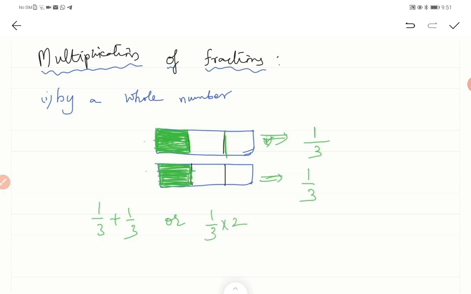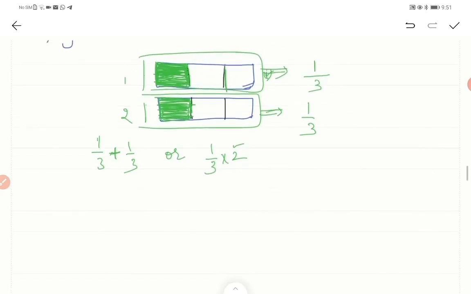That is, this is one whole and this is the other whole. So 1 by 3 into 2. This is 1 and this is 2. So multiplication is nothing but addition. See, 1 by 3 into 2 is nothing but 1 by 3 plus 1 by 3. So we will get this as how much? It is 2 by 3.